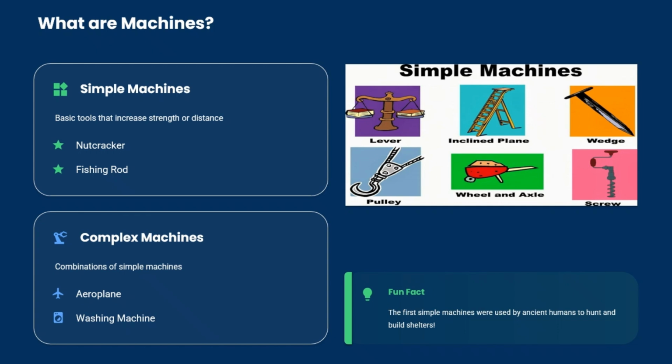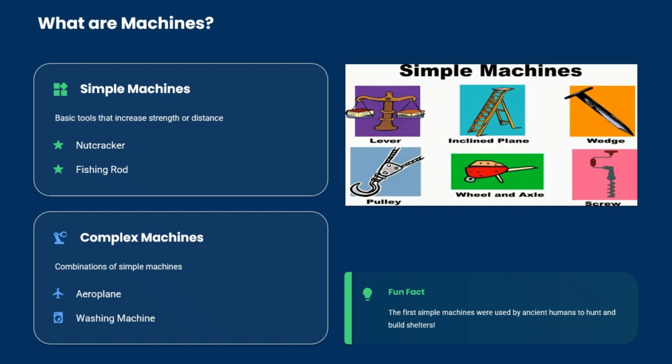Let's start with the basics. What is a machine? Simply put, a machine is any device that simplifies our work. We can divide them into two main groups. First, we have simple machines. These are the basic tools that usually have few or no moving parts. They work by increasing our strength or the distance we can move something.